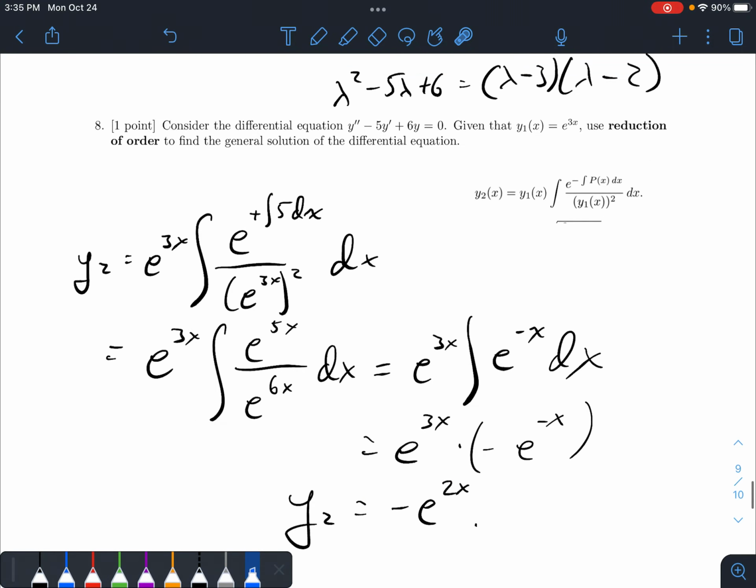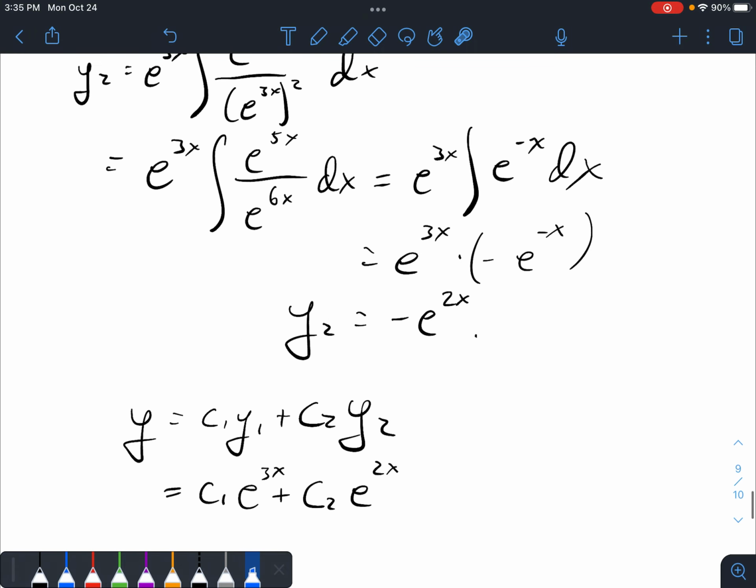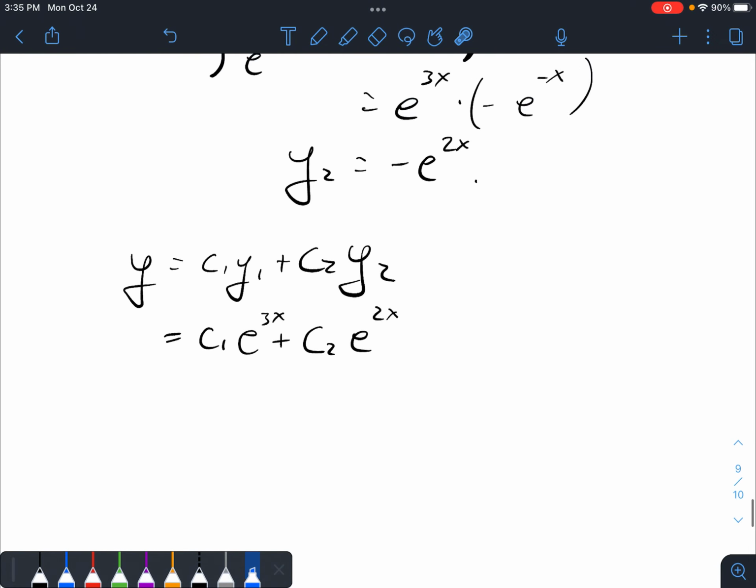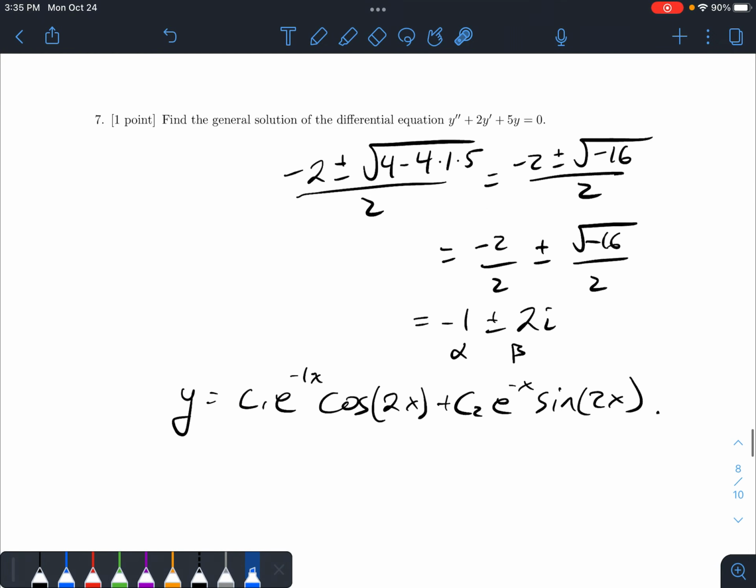And we got negative e to the 2x, which is just a constant multiple of e to the 2x, which should make sense too, because we had c2 times y2. This is homogeneous, so you could just multiply any of your solutions by a constant and it'll still be a solution. So this negative doesn't really pose a problem or an issue here. Just something to be aware of.